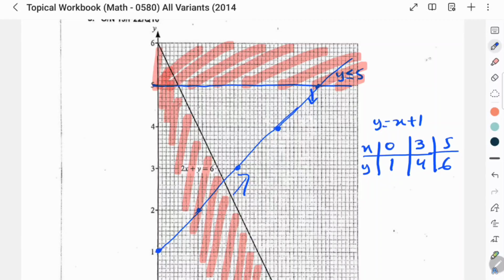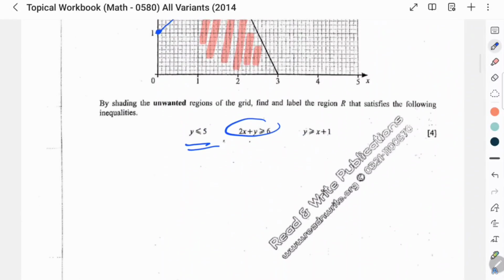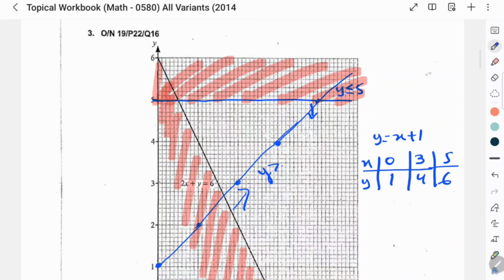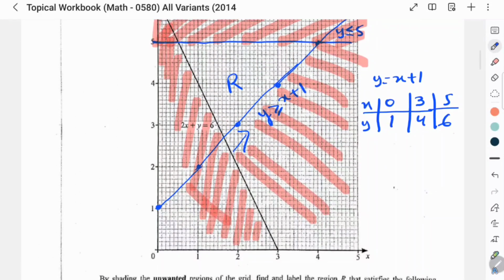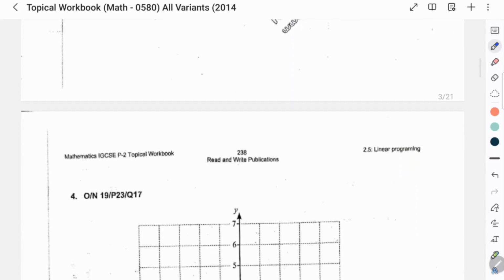This is y is greater than equals to x plus 1. It means the region is above the line. So what do you do? You just shade below the line because you are shading the unwanted region. So this is the region R which they asked us to find. This was a 4 marks question.